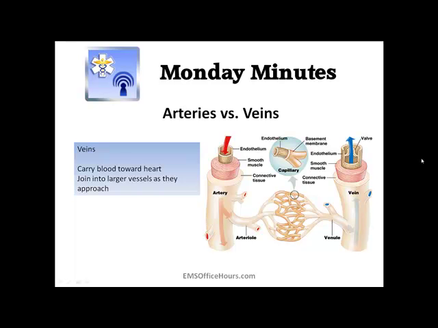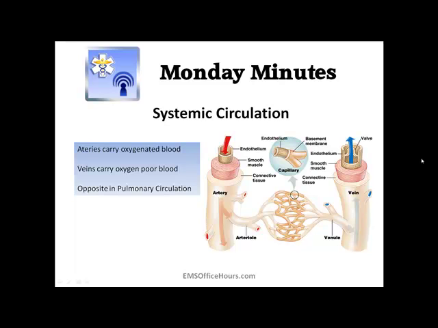Now, veins, on the other hand, are a little thinner, right? They carry blood toward the heart, and they end up joining into larger vessels as they approach the heart. Now, in systemic circulation, arteries carry the oxygenated blood, and veins carry the blood that is poorer in oxygen. Okay, but just note that when it comes to pulmonary circulation, the opposite is true.